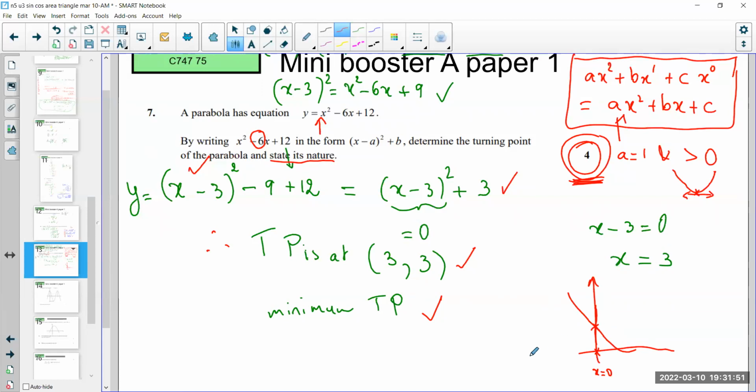Okay. And smiley face, minimum turning point. All right.